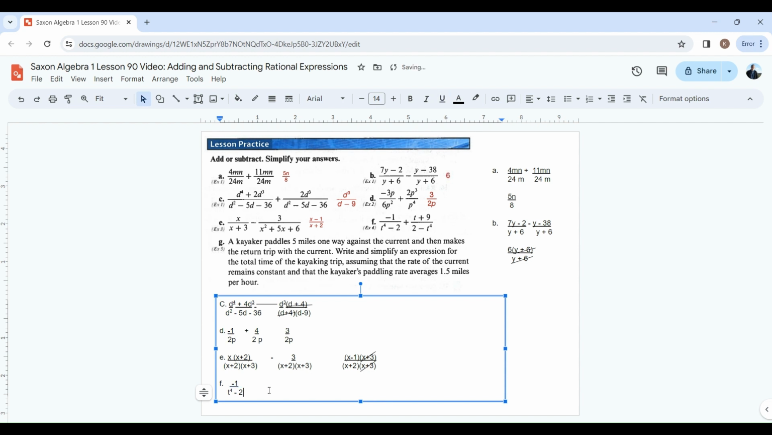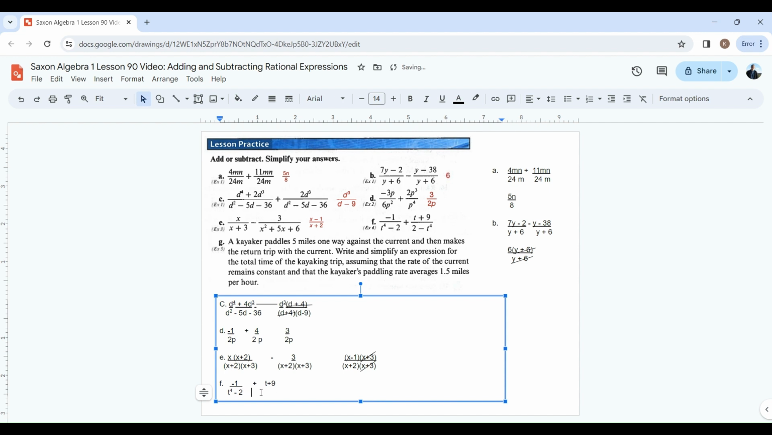So this is going to be negative 1 over t to the 4th minus 2 plus, okay, so there's a plus sign in between. That's good to know. Let's see if we can get rid of all these extra spaces here. Plus, and then on the other side, we have t plus 9 over 2 minus t to the 4th.